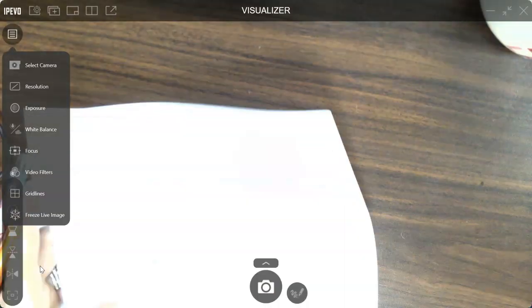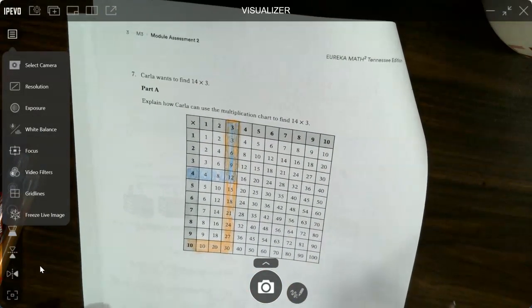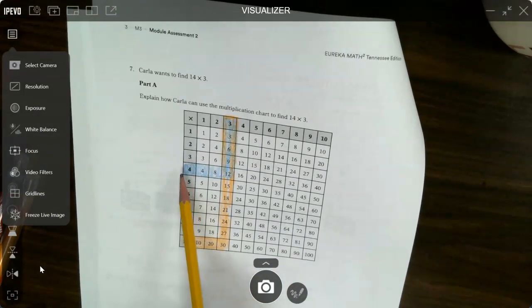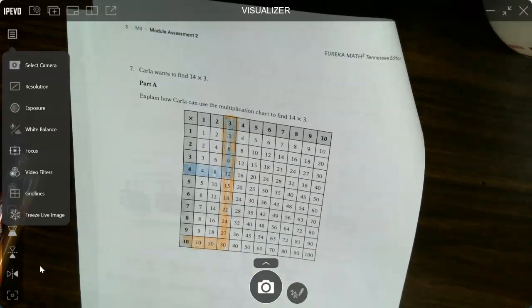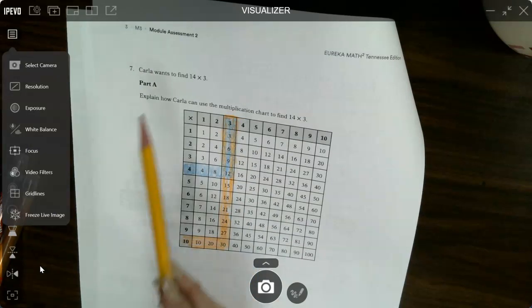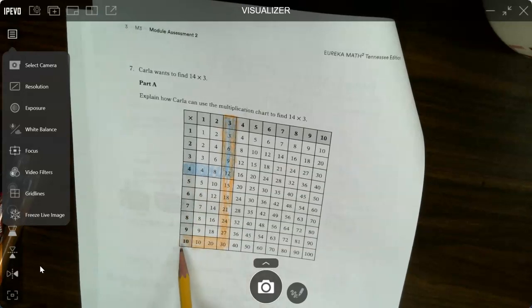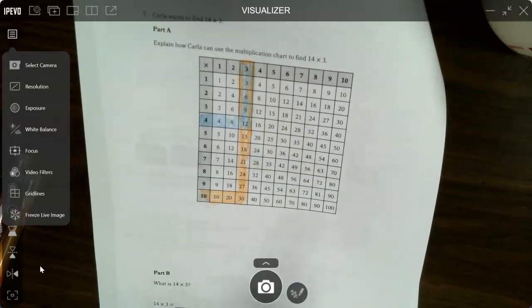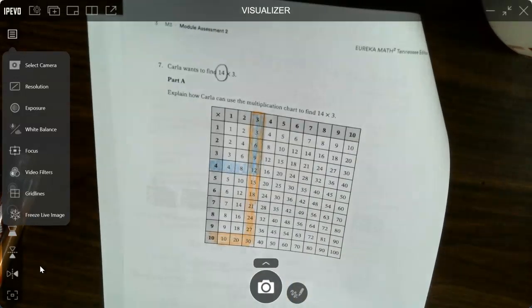All right. Number 7 is a multiplication chart. And in a multiplication chart, we go across and down in order to find a product or a total. Here it says Carla wants to find 14 times 3. Well, as I go down, it's clear that I don't have 14. Now, what they're not wanting students to do is add on to the multiplication chart. Instead, they're wanting them to consider this large amount, 14, as 2 smaller pieces.